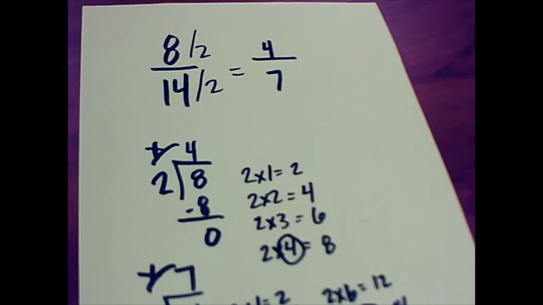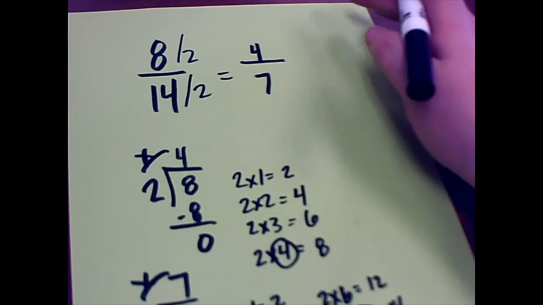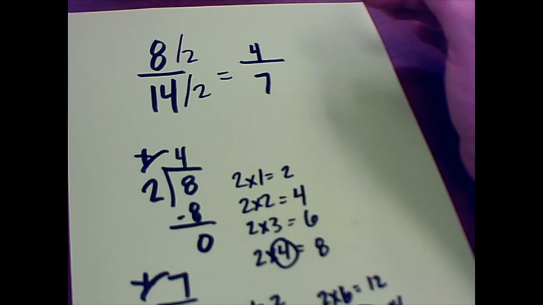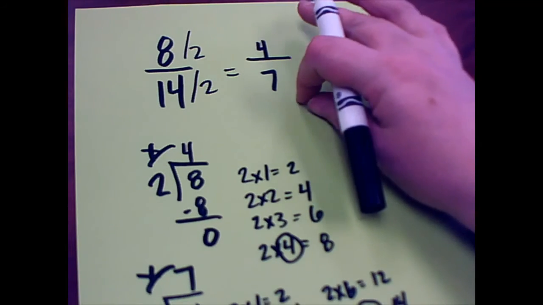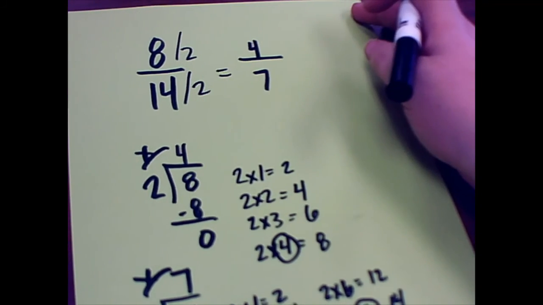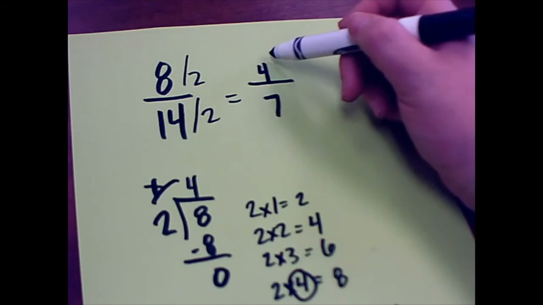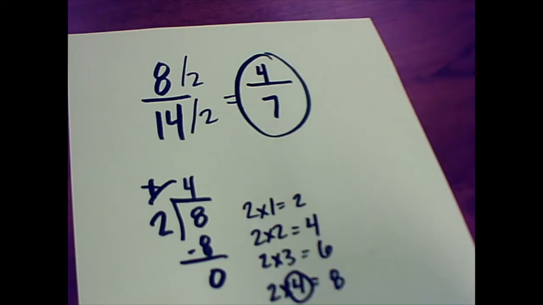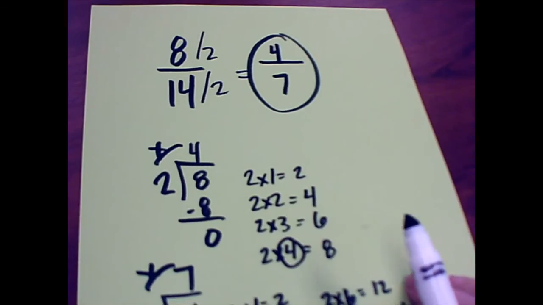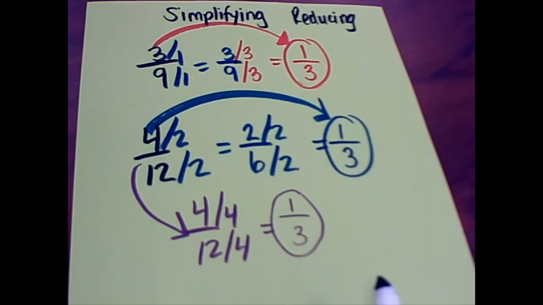Then I look at 4/7. Is there any number that goes into 4/7 evenly? 2, 4, 6, 8. No, 2 wouldn't work because of the 7. There's not. So this is going to be my final answer. Okay, so that's how we simplify or we reduce fractions.